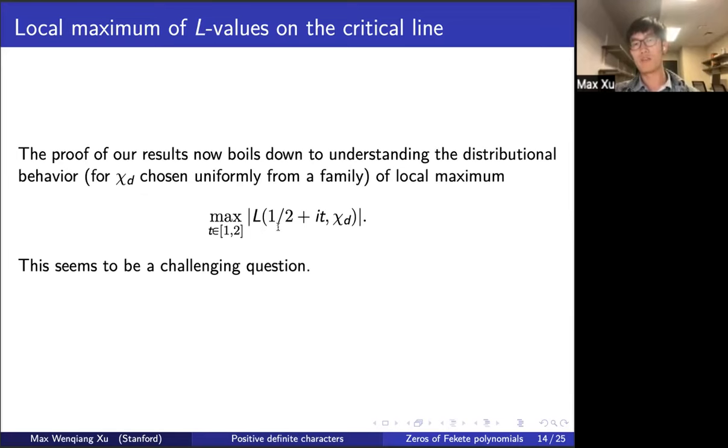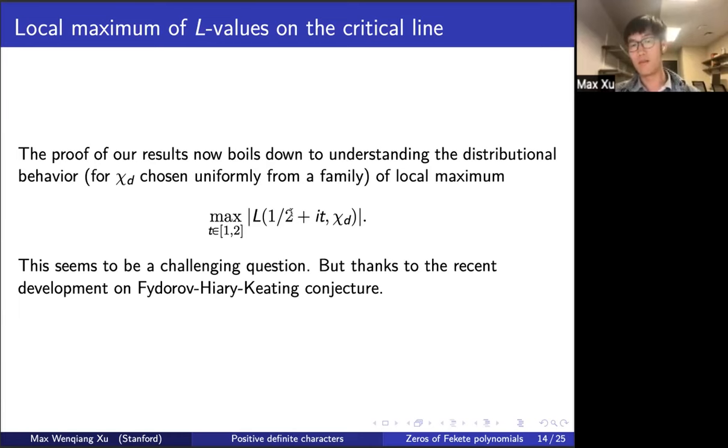But for fixed t, maybe you know something. If you have heard of certain central limit theorems, you may have some guess about the typical size for a single t. But this question is challenging because now you need to consider the max over a family of t. For two t's that are very close to each other, you might expect a lot of correlations, and then it's unclear how this local maximum would look. That's roughly your first reaction to this question. But thanks to several recent developments on the Fyodorov-Hiary-Keating conjecture, which I will introduce in a minute, we actually have a strategy to understand a quantity like this. So that's a good thing.